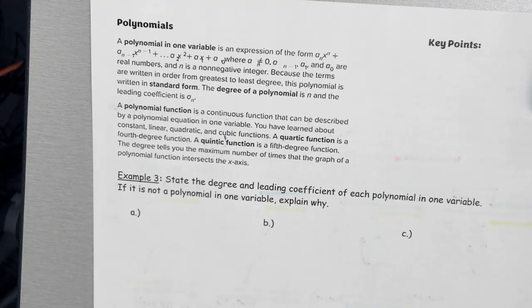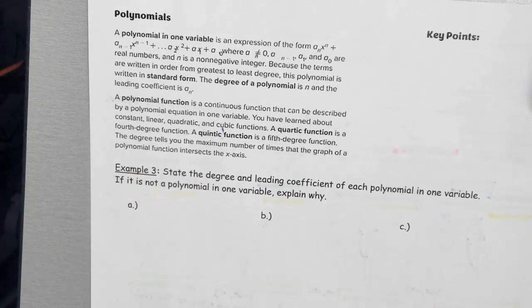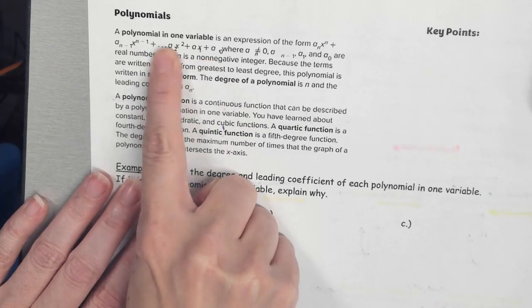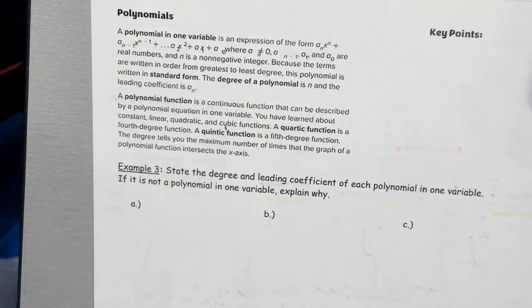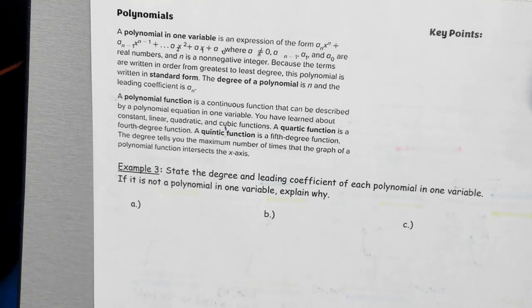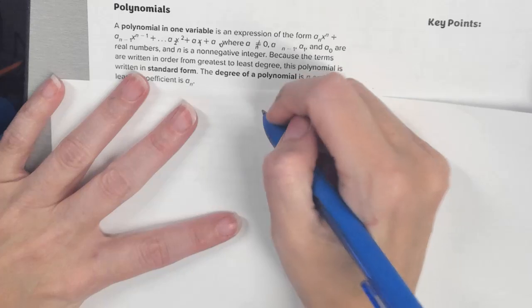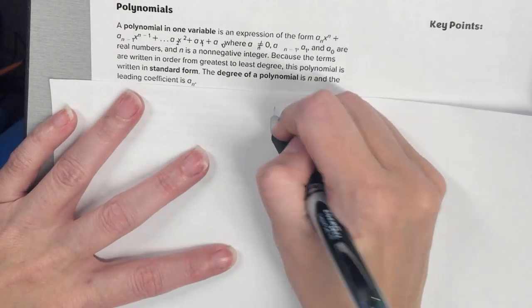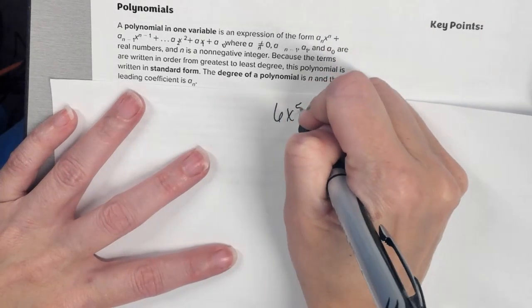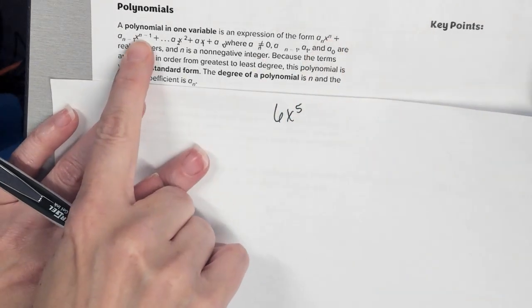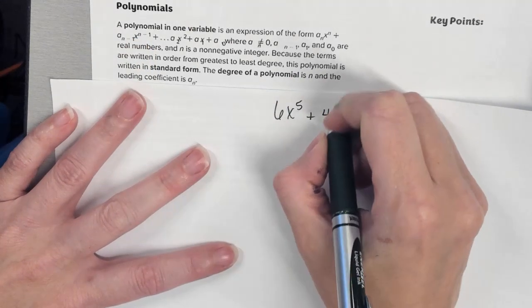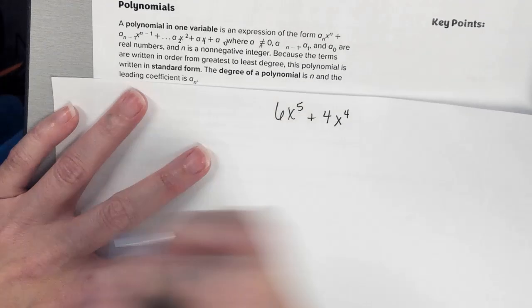All right, so it says a polynomial in one variable is an expression of this form, and then there's this big, long, complicated polynomial. All this is telling you is that if you have a polynomial that starts with something like x to the fifth, it could be like 6x to the fifth. The next thing you would have, if your n value is 5, see how this says n minus 1? They're just saying that the next thing would be 4, and then x to the fourth.